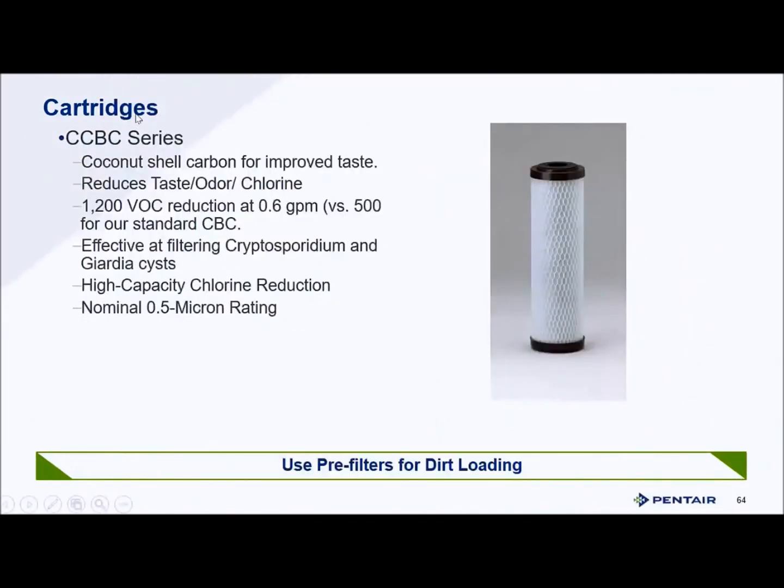Coconut BC cartridges. This is 1,200 gallons of VOC reduction at just over a half gallon per minute over our standard CBC filter, half micron rated, great for taste and odor or organic removal. Another filter where you want to use pre-filters to hold up against dirt loading.